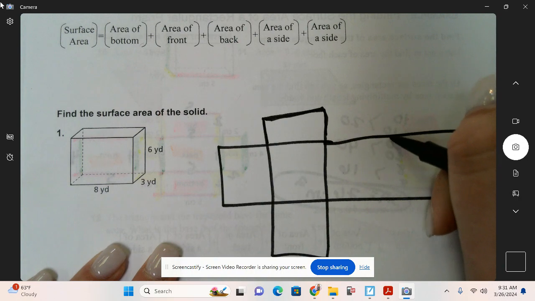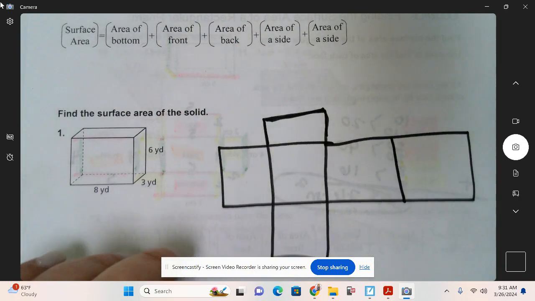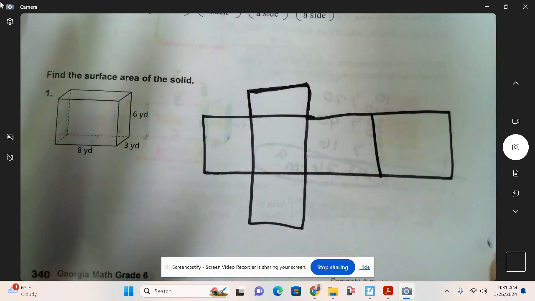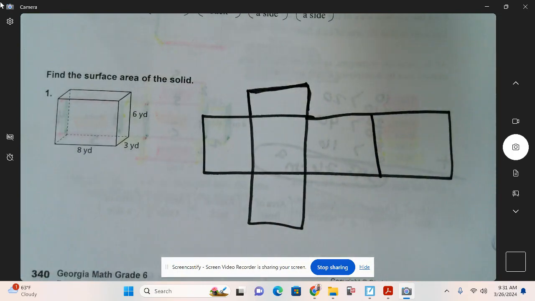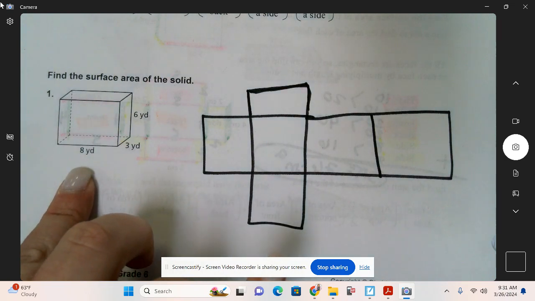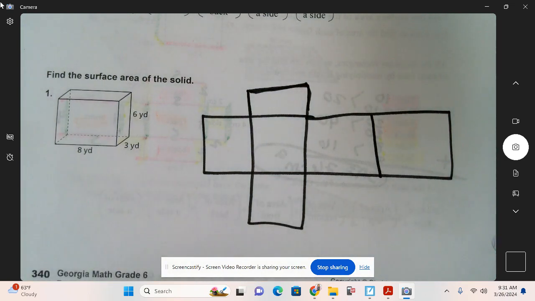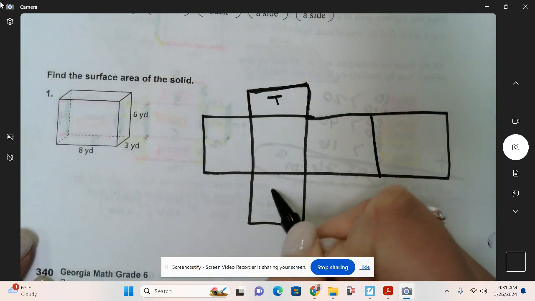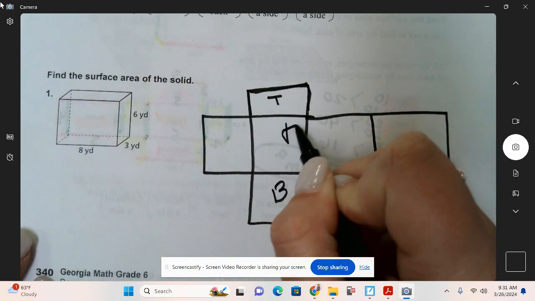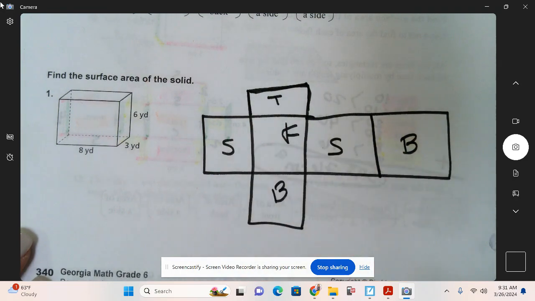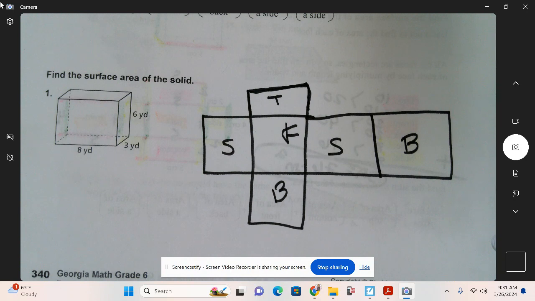So what I have to do is come right here and draw a line so that I have a total of 6. Okay? It's not necessarily a cube because not all the sides are the same. In order for it to be a cube, all the sides have to be the same. All right. So now I'm going to label it top, bottom, front, back, side, side. Top, bottom, front, back, side, side.